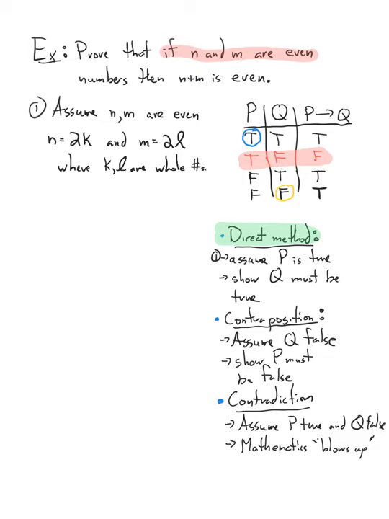Okay. So we finished the first part. We assumed that the if part is true. So now let's do the second part. We want to show that the then part is true. So what do we want to show? Let's write that down. To show: we want to show that the sum of n and m is even. So let me highlight that.